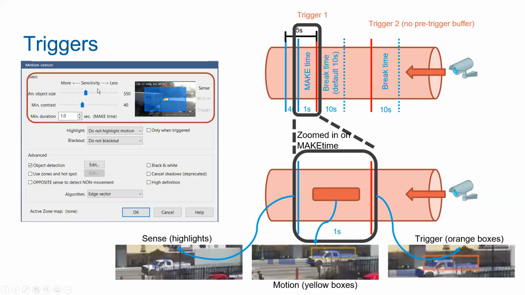The most important part here is this notion of sense, motion, trigger. These settings up top drive a lot of what decides what's important in Blue Iris. The sense is based off of your contrast. You see how it says more on the left and less on the right. If you go to the left, you're making that camera more and more sensitive to color changes. And what does that mean? These boxes that you see visually when you turn on highlights in your cameras, that's the one-to-one mapping you have to realize.